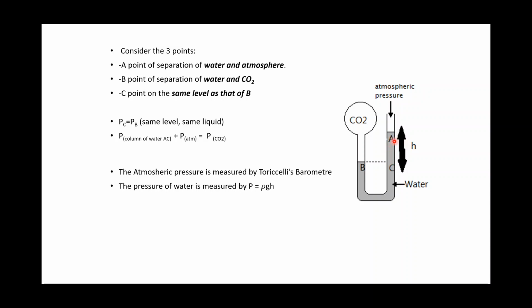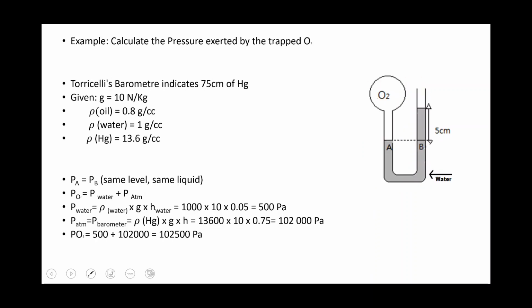And for that of the atmosphere, we need to use a what? A barometer, Torricelli's barometer, that has mercury on the inside. Alright, and this is how we figure it out. And that is an example over here.